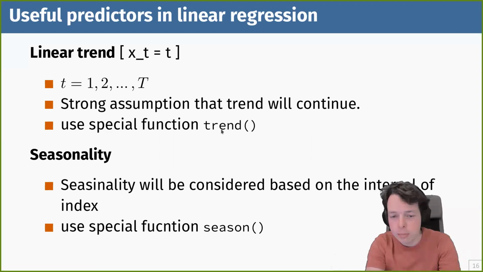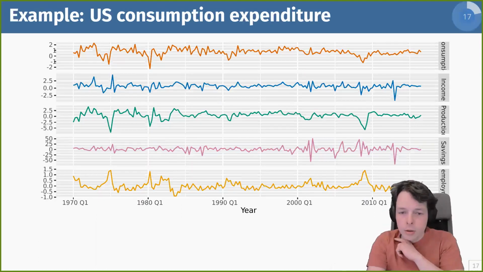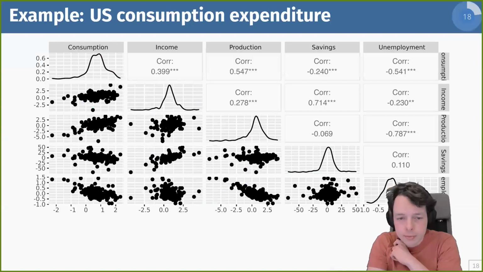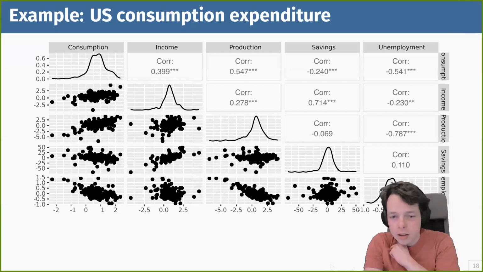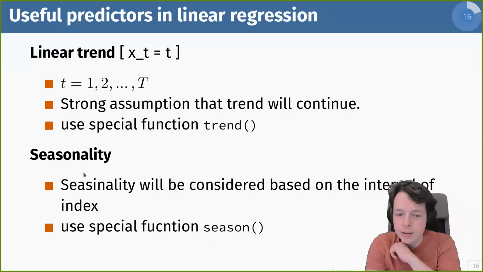And to incorporate this in the model, just like before when we used the trend window and the season window for STL decomposition, we can use the special functions trend and season to include a trend and a dummy variable seasonality. So in this particular time series that we were looking at, we didn't notice much trend or seasonality in consumption, and there wasn't much of that in the other variables either. So we'll come back to this for modeling more, but first I want to show you the linear trend and seasonal terms.